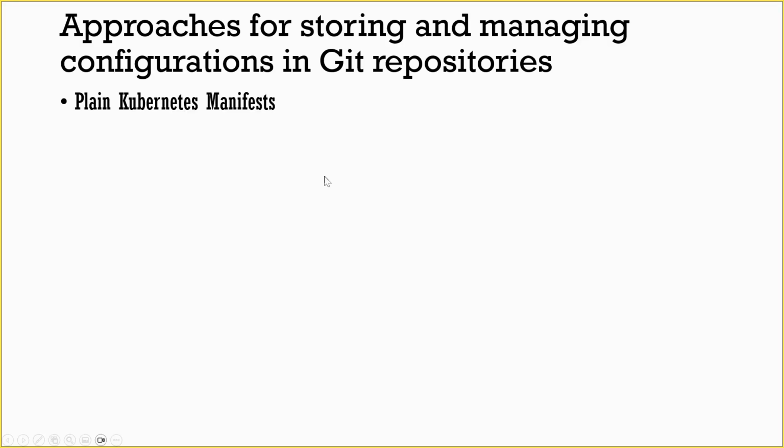The first one is plain Kubernetes manifest. This is the simplest approach to store plain Kubernetes YAML manifest in Git. In this approach, all Kubernetes resources are defined directly in YAML files and ArgoCD deploys them to the cluster. This approach is simple to understand and works well for small or less complex applications.